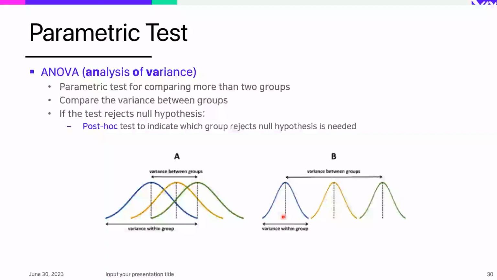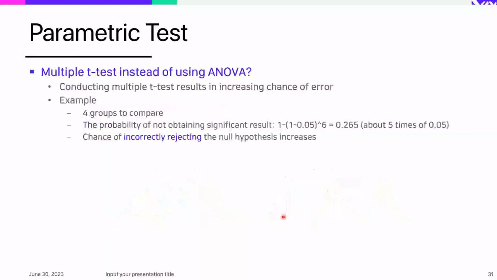So in order to find that out, a post hoc test needs to be done to see which of the two groups show such a tendency or such significance. And from here, I won't go into details of the equations. I'll just briefly introduce what these are.